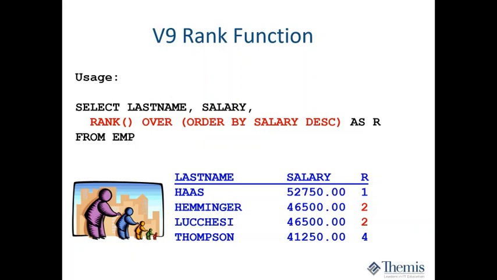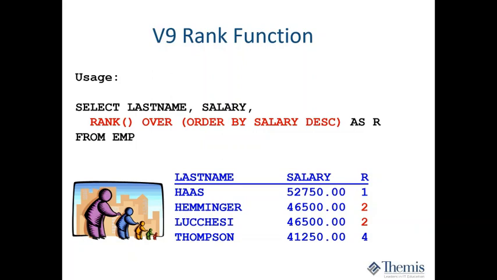But order by salary descending says, how do I want the ordering, right? Who gets the highest rank? And because we've said order by salary descending, the person number 1, rank number 1, is going to be the person with the highest salary. We're highlighting here too what the rank function does when you hit ties. So Heminger and Lucchesi had a tie at number 2. The rank function specifies that they're both number 2. And then we skip number 3 because we had a tie at 2, and Thompson is number 4.